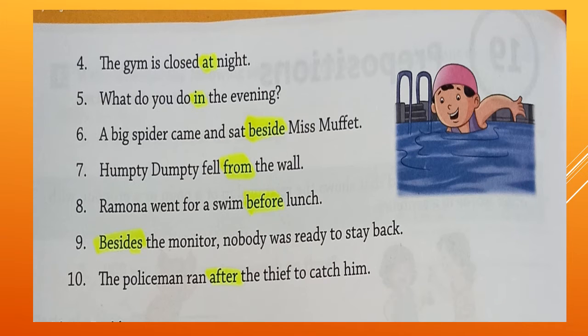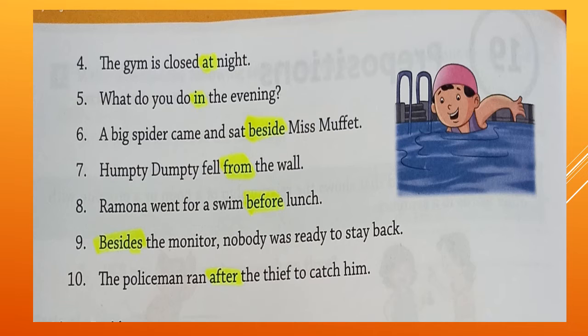Like the fourth one, the gym is closed at night. Okay, here at is the preposition. Fifth one, what do you do in the evening? So can you guess which is the preposition? Yeah, right. In is the preposition used in this sentence. Sixth one, a big spider came and sat beside Miss Muffet. Now which is the preposition used here? Yes, beside is the preposition used here.